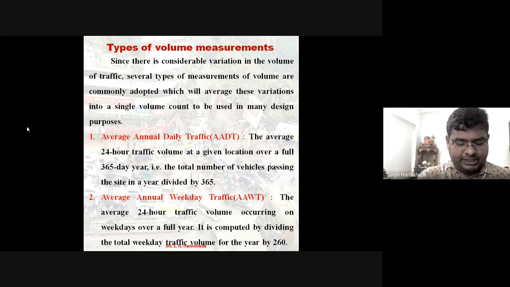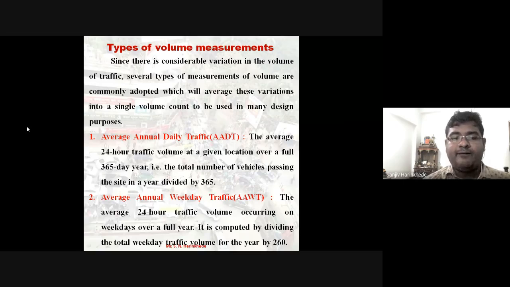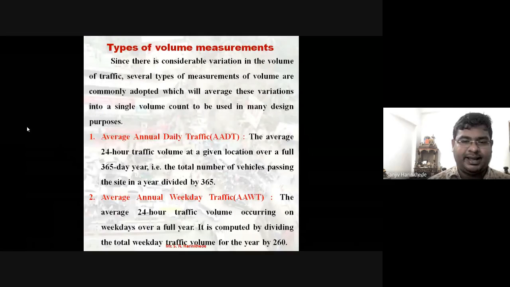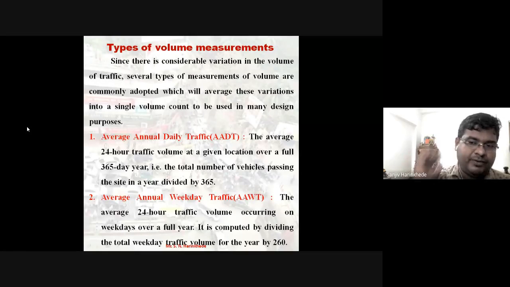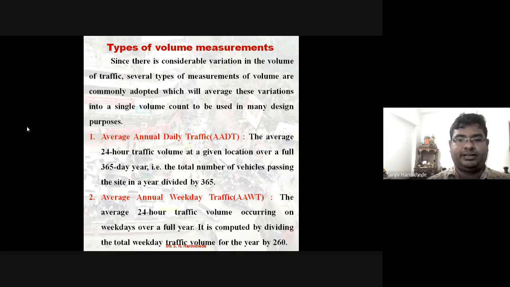Basically, in GATE examination, this is the most important question which is asked. The different types of volume measurements are there. The first is average annual daily traffic, that is AADT. The average 24-hour traffic volume at a given location over a full 365-day year, that is, the total number of vehicles passing the site in a year divided by 365, that is average annual daily traffic, AADT.